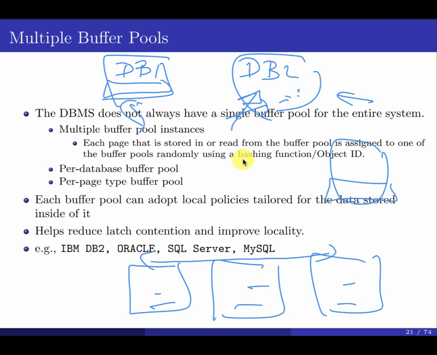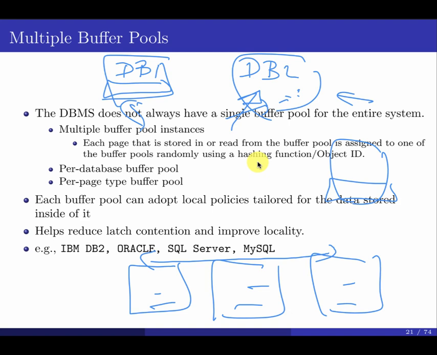We can also have a buffer pool per page type. For example, one buffer pool just for the index data, and another buffer pool for the actual data. Since we have different buffer pools, each of them can adopt a different policy, whether it's a local policy or a global policy. It depends on whatever data is stored here.